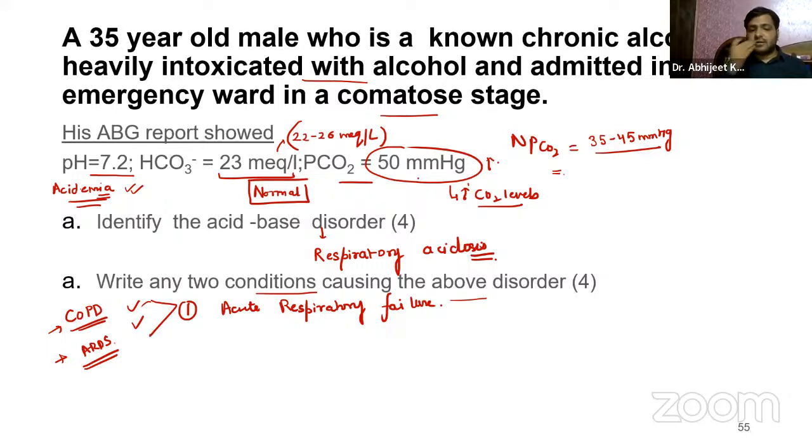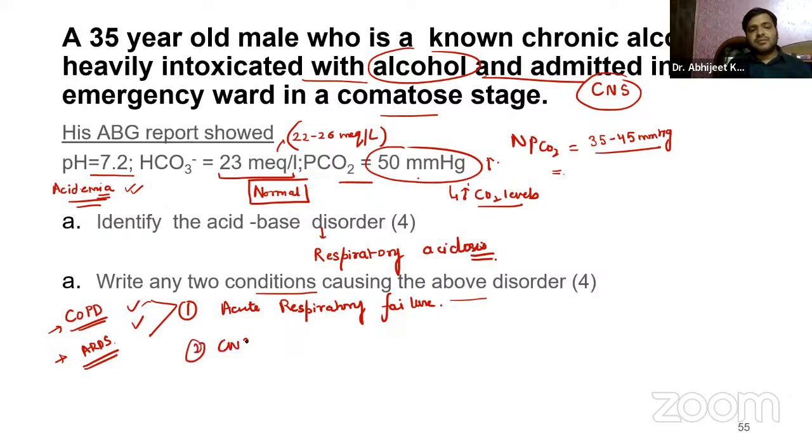Now, in the context, basically chronic alcoholism, you can obviously see over here the person is alcoholic, heavily intoxicated with alcohol. You can remember that it can depress the central nervous system, impairing the respiratory drive and leading to CO2 retention in the body. CO2 will be retained, not be able to expel out, and thus it will lead to respiratory acidosis.